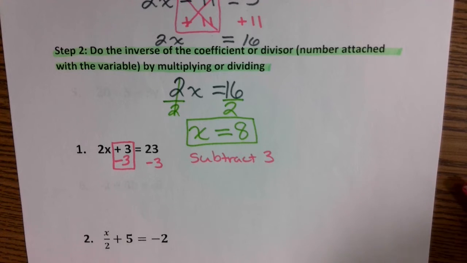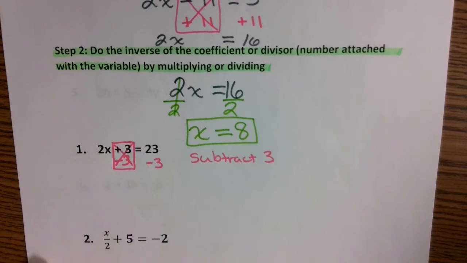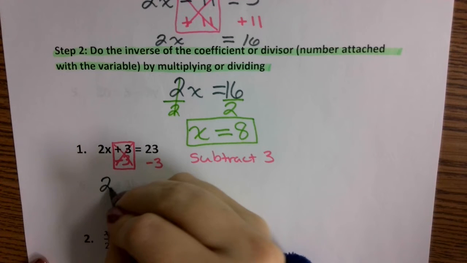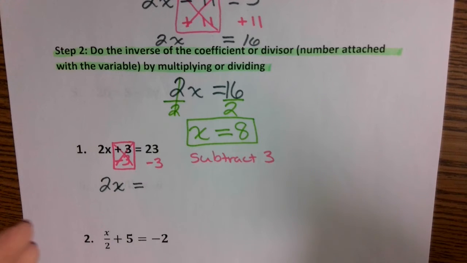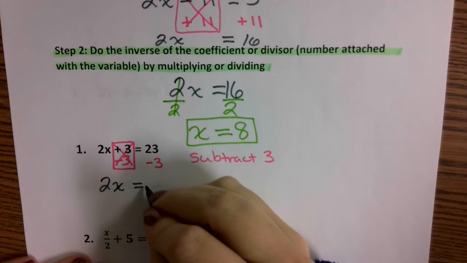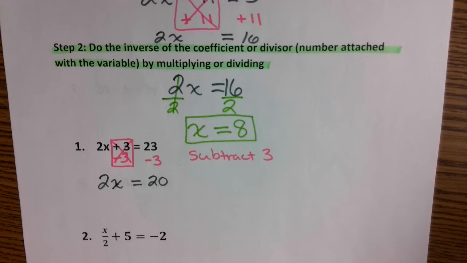Okay, by subtracting, the 3s are going to go ahead and zero out. I'm still left with 2x is now equal to what? What is 23 minus 3? 20. All right, I have 2x is equal to 20.